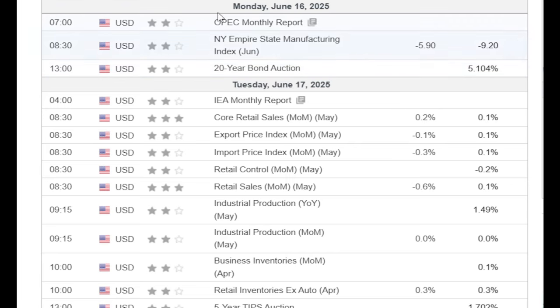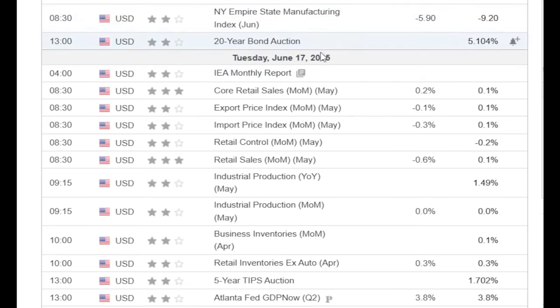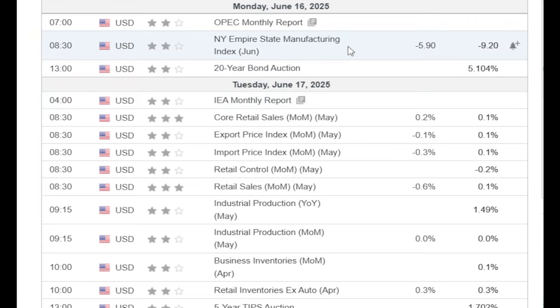So overall tomorrow, not a super important day, but we do have a few reports that can shake things up a little bit. 20-year bond auction, again, we're expecting yields to go up, but this can definitely move the market because this is the long end of the curve, and because it's the long end of the curve, any movement can be very, very major, both for the treasury market and the equity market.